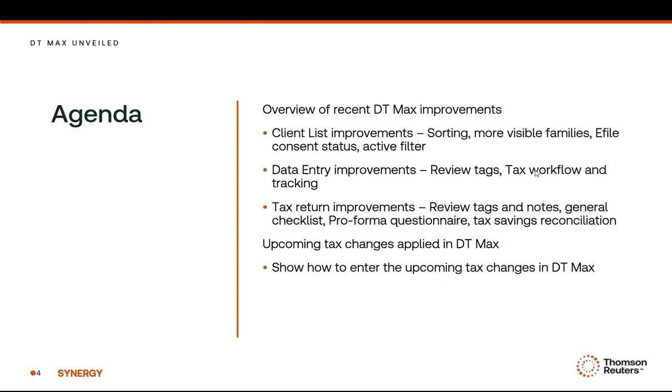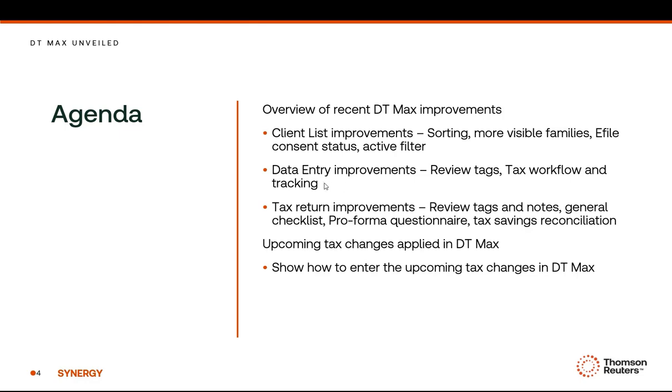So as far as the agenda, first we're going to look at some recent DT Max improvements that we made to the software. So we're going to go screen by screen. First, we're going to look at client list improvements. We're going to look at how to sort the client list, how to make family groupings more visible, look at a feature called the e-file consent status, and also look at the active filter.